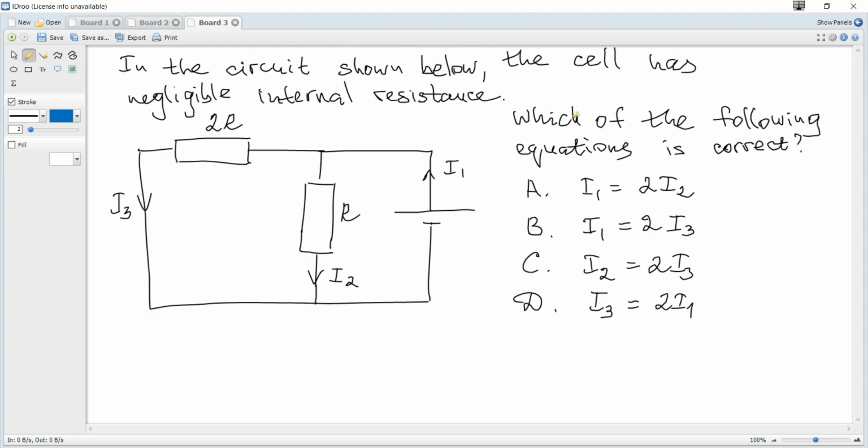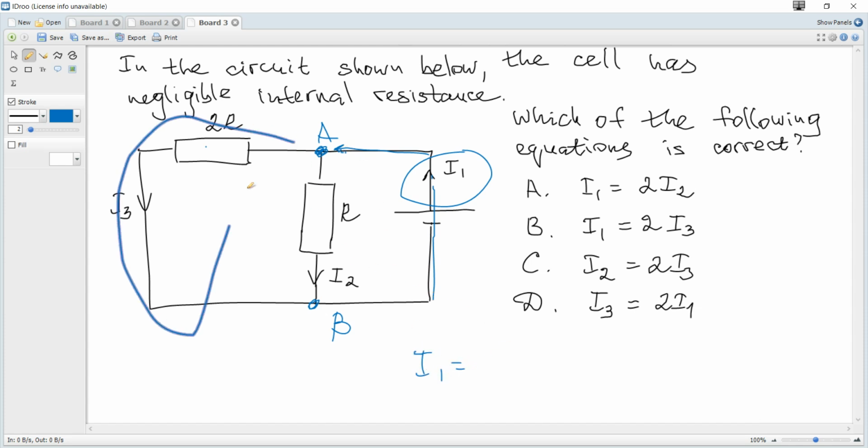In the circuit shown below, the cell has negligible internal resistance. Which of the following equations is correct? So you can see the cell and what again? AB, and these two components, two resistors, are in parallel. And current through the cell up to this point, I1, is equal to the sum of currents I2 plus I3. It's true, but there is no such option.